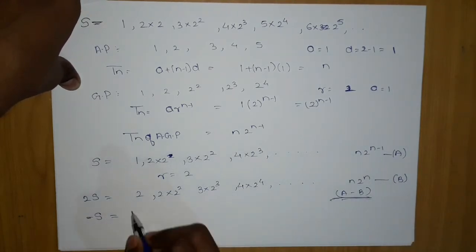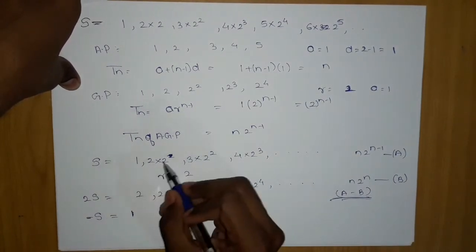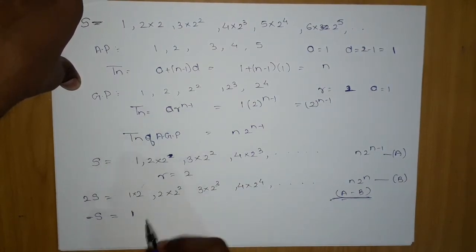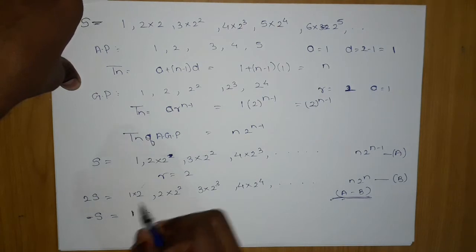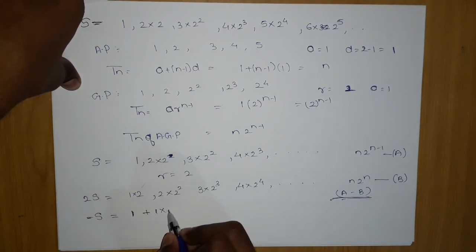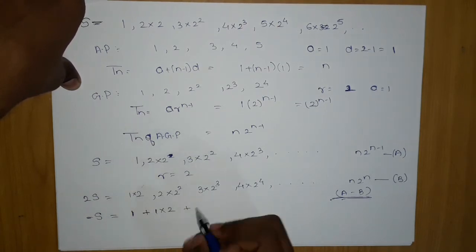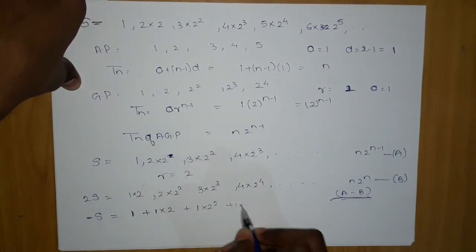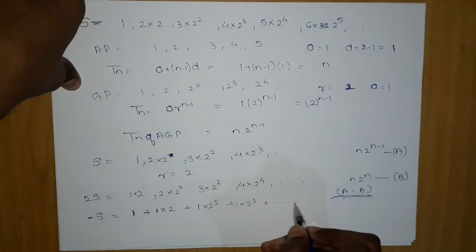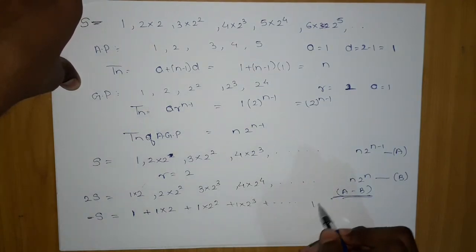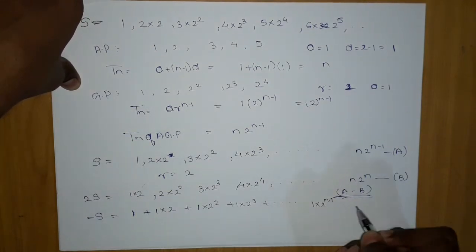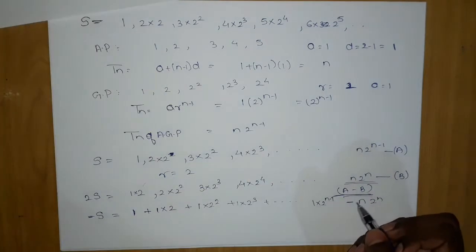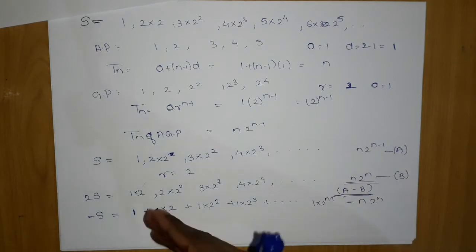What are you getting? Leave the 1. You subtract in this way. 2 minus 1 is nothing but 1, so 2 into 1, 1 into 2. Every term will give me 1 into 2 power 2, then 1 into 2 power 3, and so on. What is the last term? 1 into 2 power n minus 1. Then I am left with n into 2 power n. This term will remain as it is, with a minus sign, because we subtracted this one.